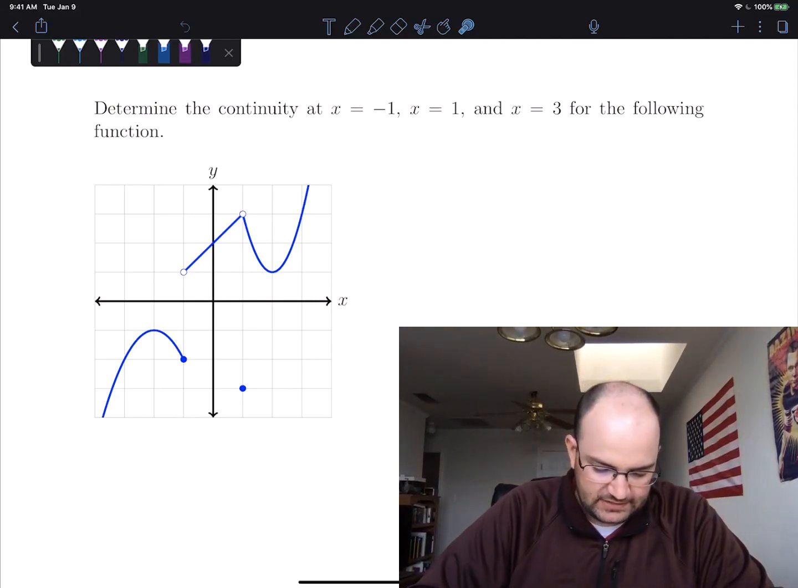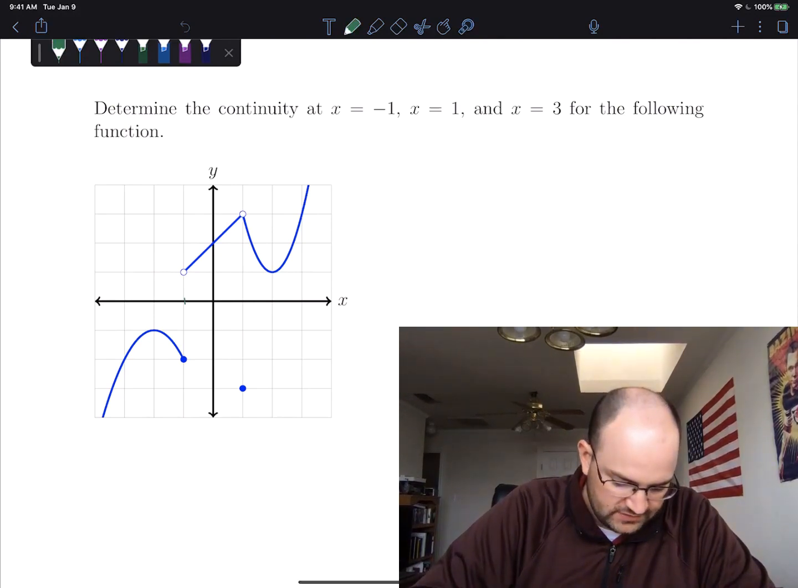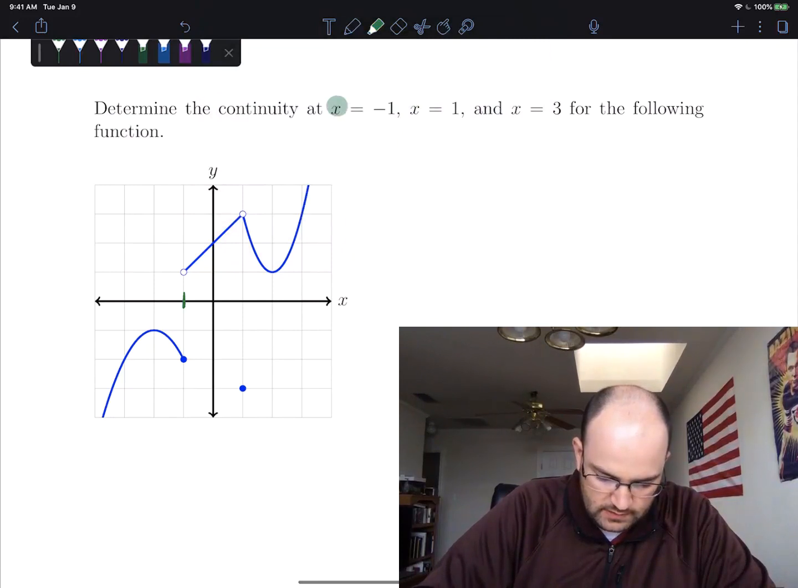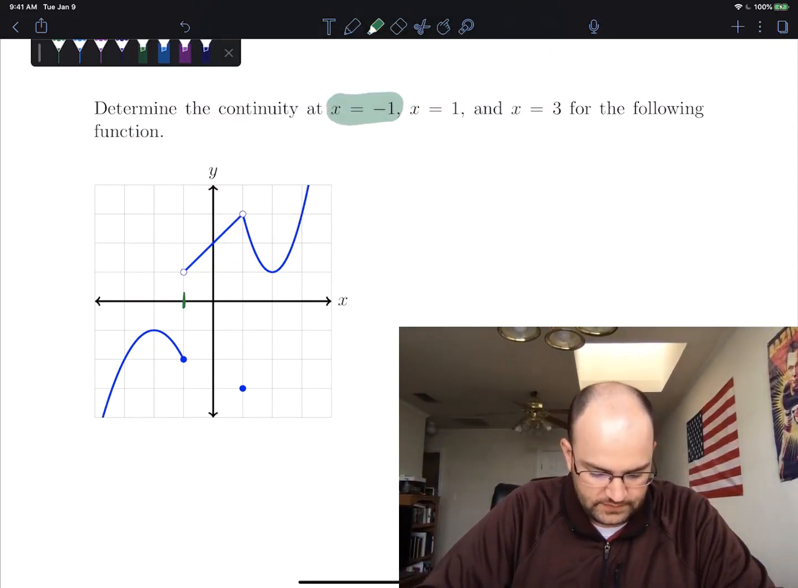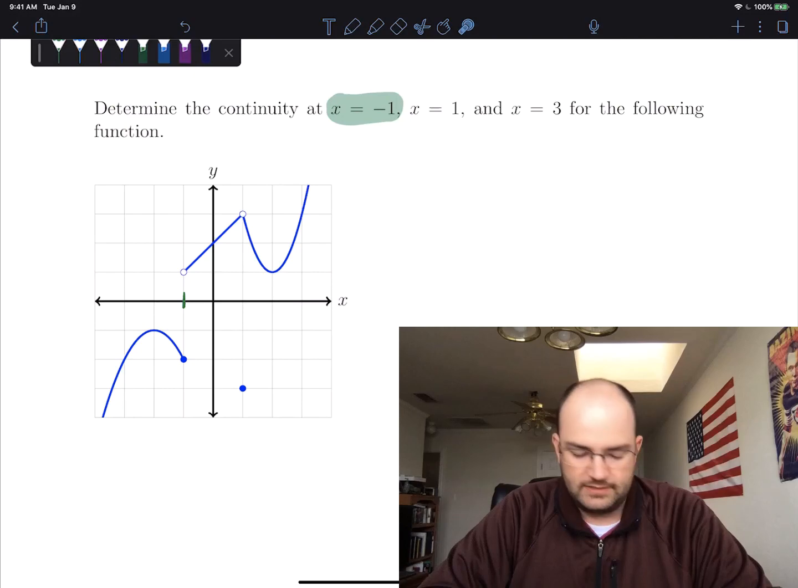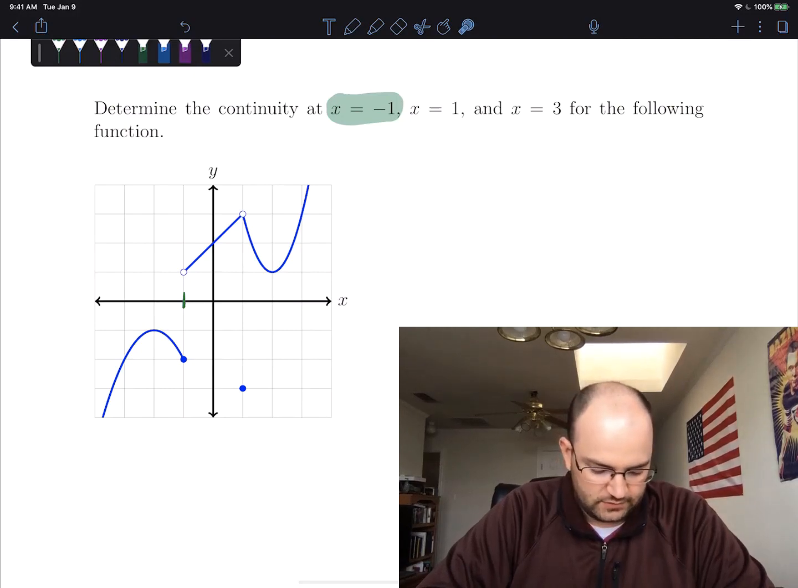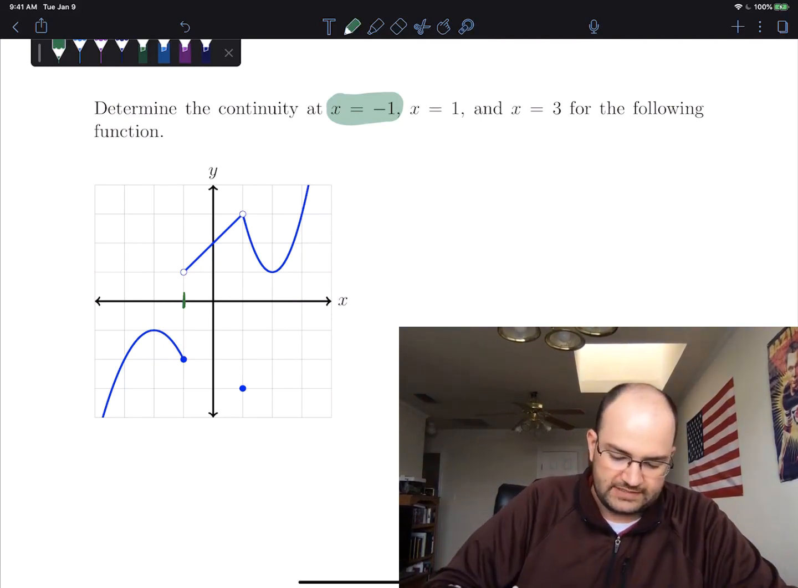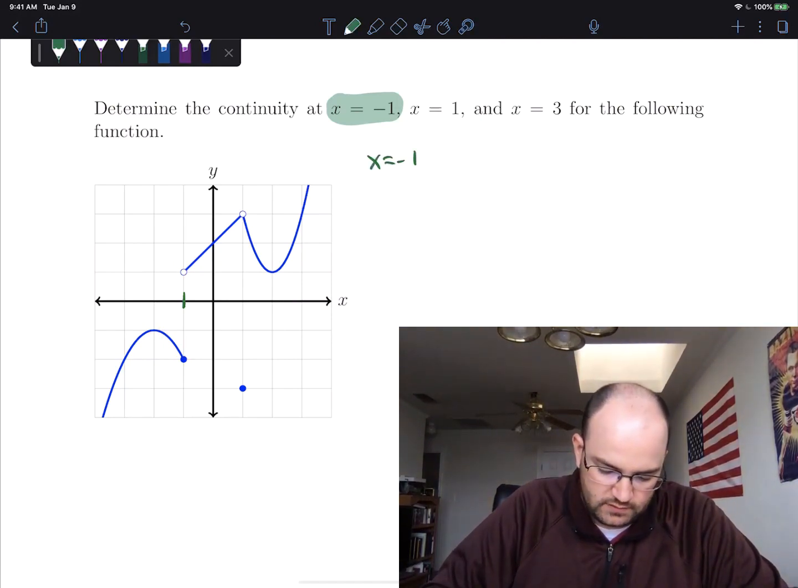Now, notice that x equaling -1 happens right there. So that would be x equaling -1 here. Now, notice that as x goes to -1 from the left-hand side, that's not the same thing as x goes to -1 from the right-hand side. And so because those two things aren't the same, there's no way to draw this without picking up your pencil. So therefore, x equaling -1 is discontinuous.